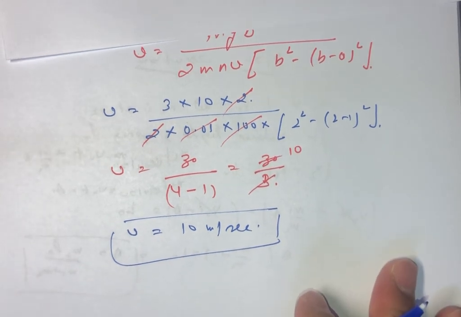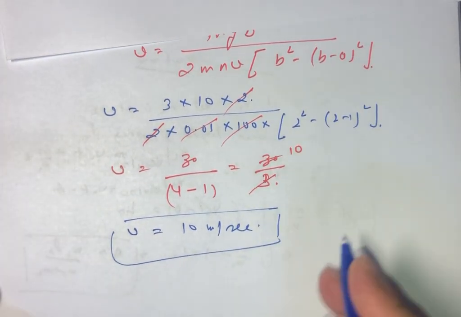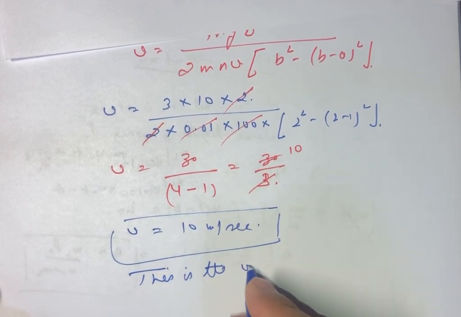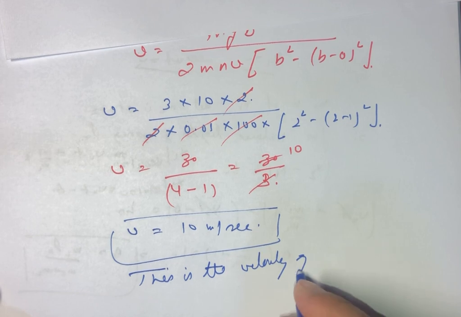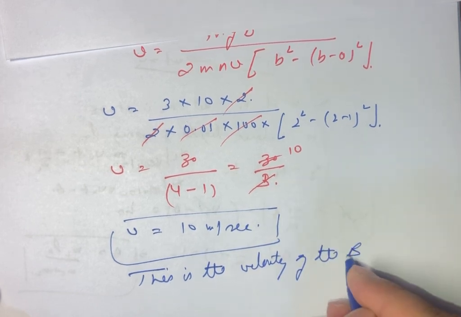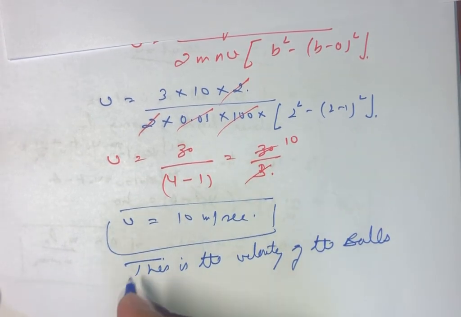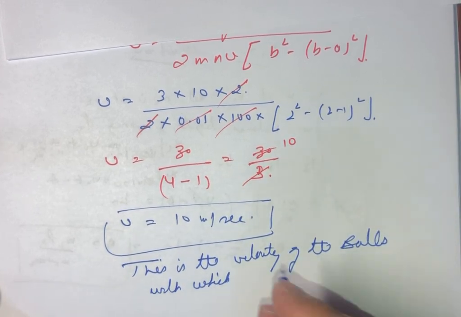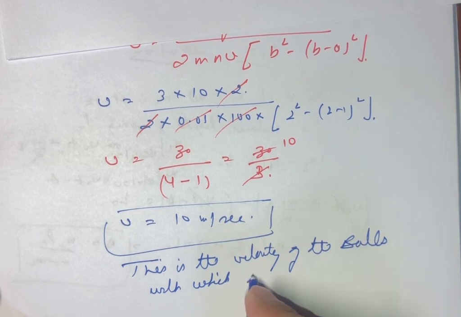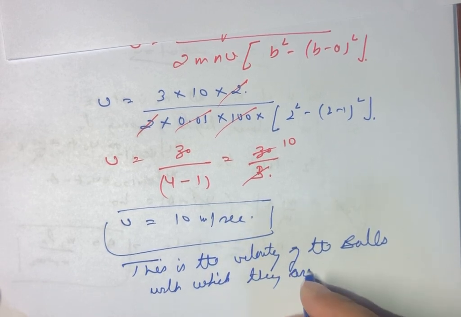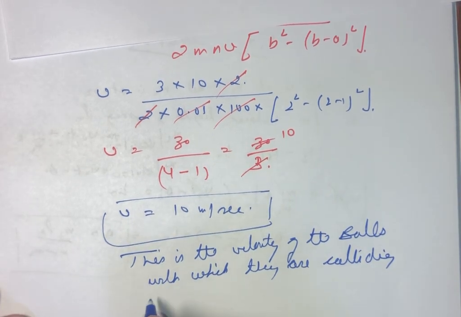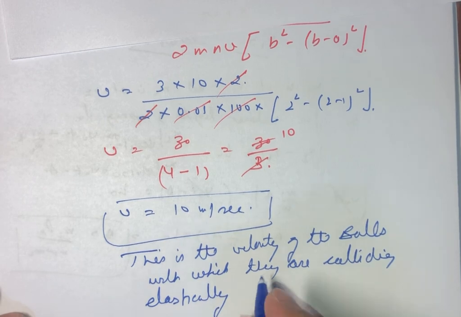So this is the velocity of the gliding balls, the velocity of the balls with which they are colliding elastically with the plate.